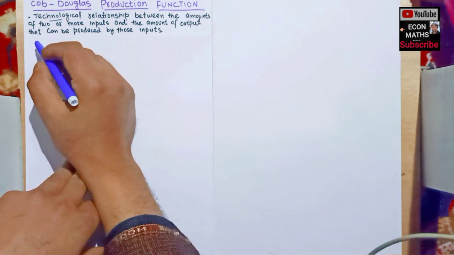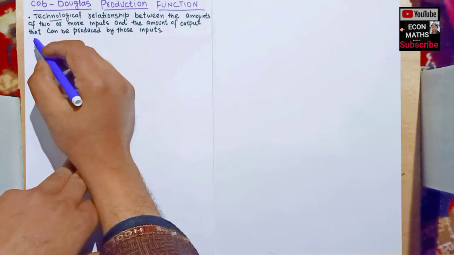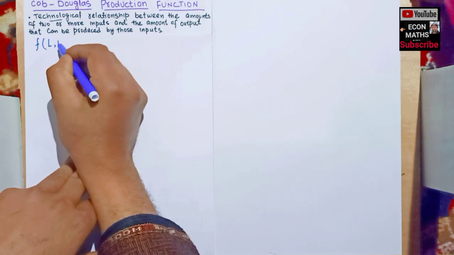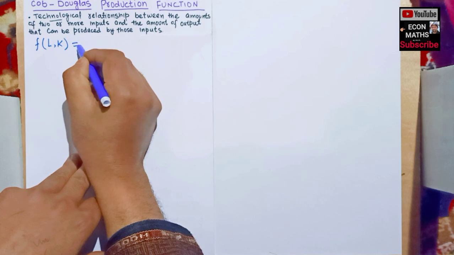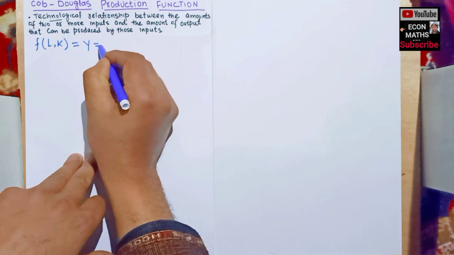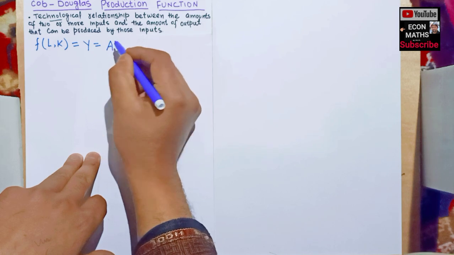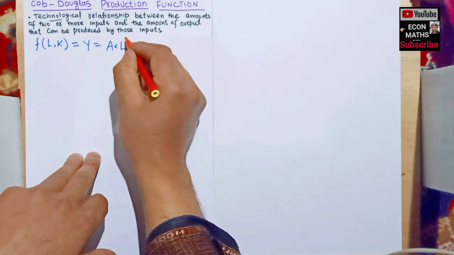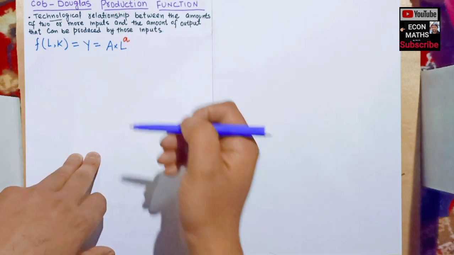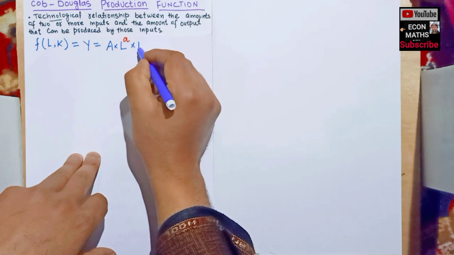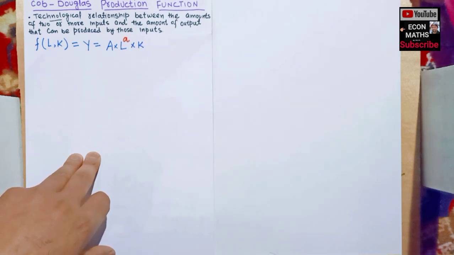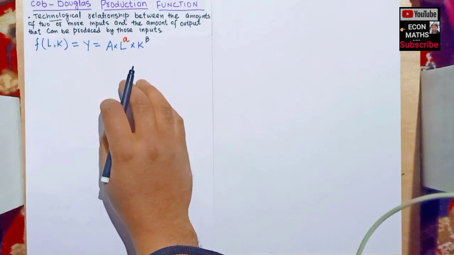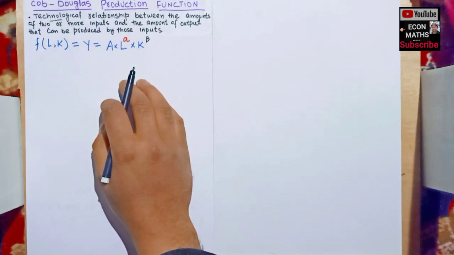It is represented as f(L, K) = Y = A times L to the power alpha times K to the power beta. This is the standard form of the Cobb-Douglas production function.